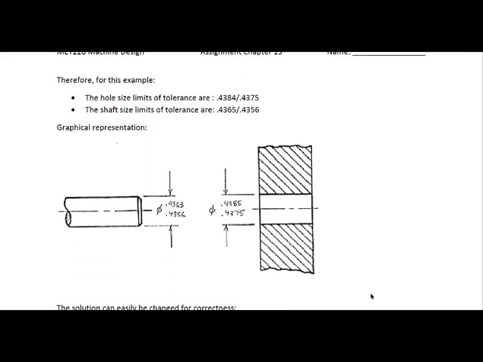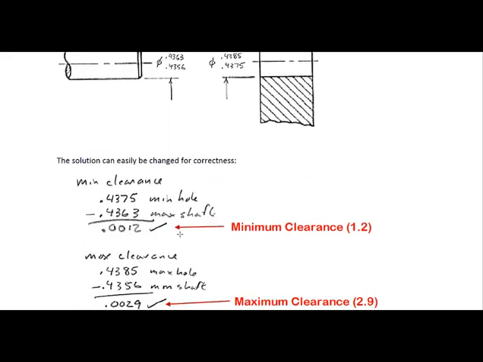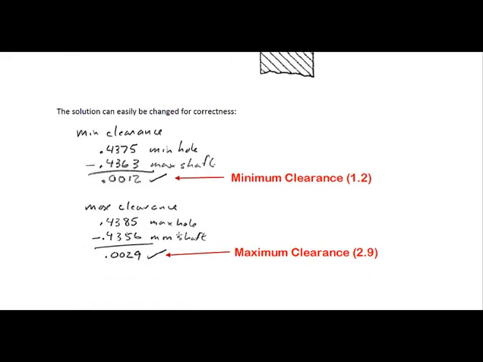Graphically, this is what it would look like. We take the numbers that were calculated before. The hole goes from 0.4384 to 0.4375. That's what we're showing right here. And then the shaft limits are 0.4363 to 0.4356. That's what's shown here. And therefore, we can easily check our solution by taking the minimum clearance.